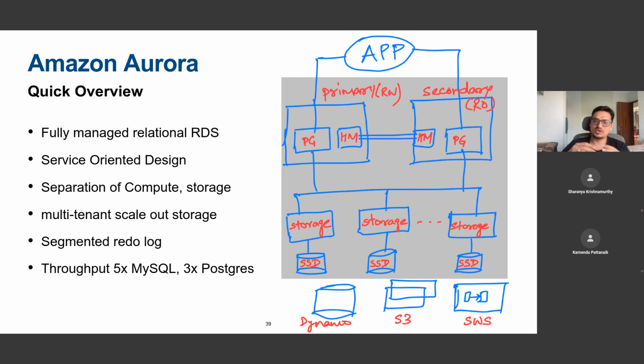So compute and storage have been separated properly, and the storage tier, like the one you see at the bottom, is quite nicely made. You have separation of compute and storage, like you see here, multi-tenant scale-out storage. So you can keep adding, you see dot dot dot here, right? You can keep adding storage nodes, and SSDs come with it for data. The redo logs are segmented and spread across storage nodes, and they claim that they can give you 5x the throughput of regular MySQL based RDS, or 3 times the throughput of regular Postgres based RDS.